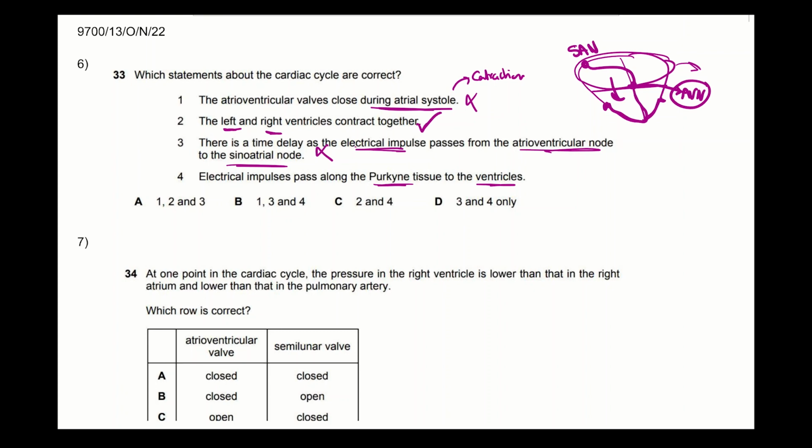We must know that the Purkinje tissue are at the apex of the ventricles at both sides. So the impulses pass from the AVN to the bundle of His, then go upwards to the Purkinje fibers. Therefore, this is correct. And the answer is 2 and 4. Therefore, it's going to be C.